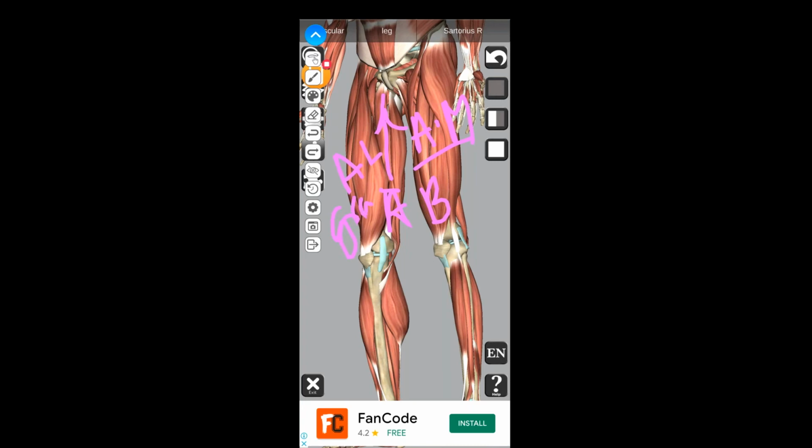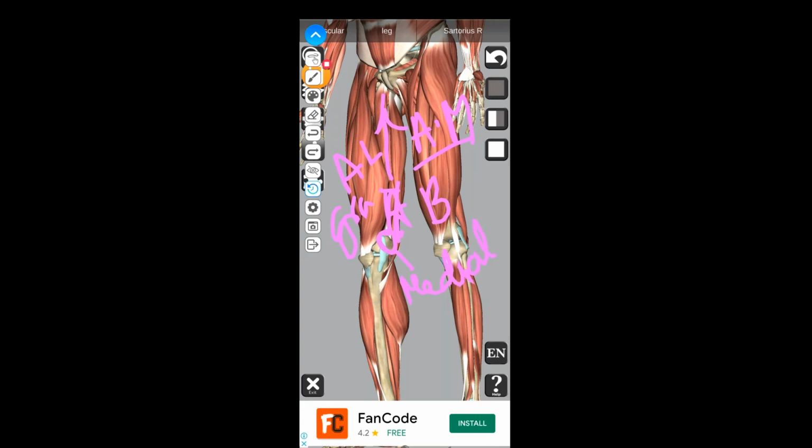Supply done. And for cutaneous supply, it will give some nerve twigs to the subsartorial plexus. So only some component of the medial side of the thigh it will supply.